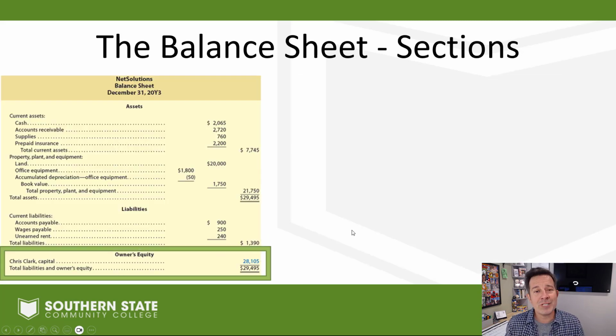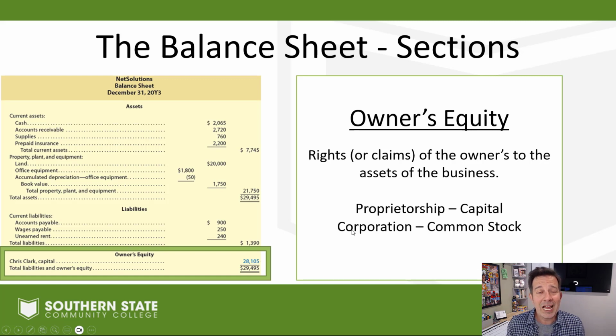Our final part, owner's equity, is literally what's left over after we subtract out the liabilities from assets. It's a residual interest represented by the owner's investment into the business. So owner's equity, the rights or claims of the owner to the assets of the business. For a sole proprietorship, we would have a capital account for the owner. If it was a partnership, we would have a capital account for every partner. In a corporation, we'd have common stock. And we'll get to corporations a little bit later on. But right now, we just have one owner, and his investment is represented by the capital account.